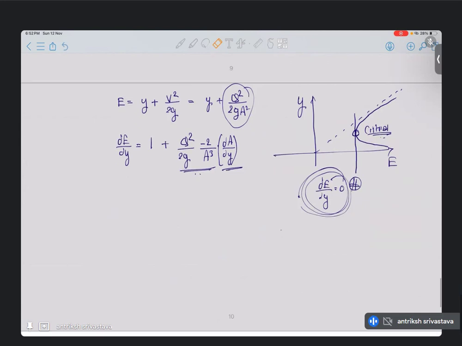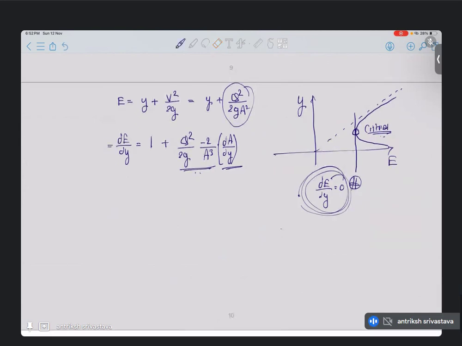Now at the critical point, this dE by dy is going to be 0. So if you move this 1 to this side, minus 1 is nothing but minus of q square by g A cube into dA by dy. So this particular minus sign is going to get cancelled.